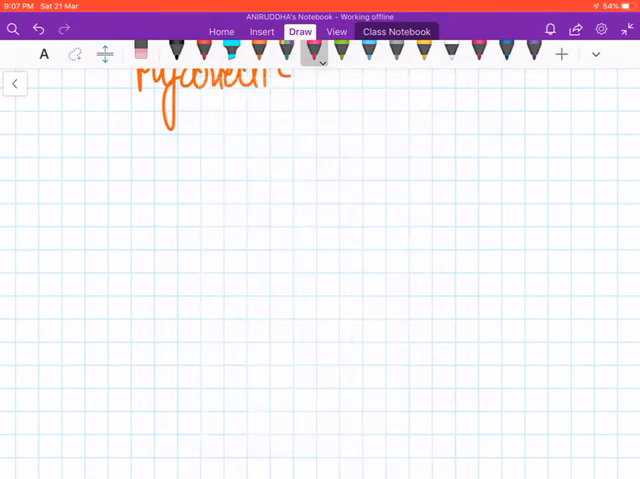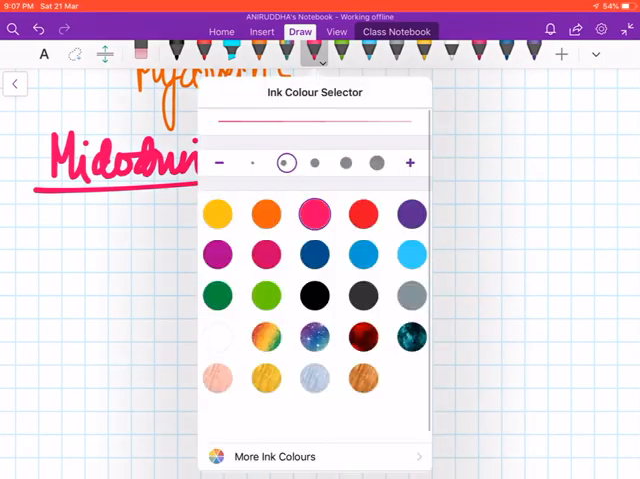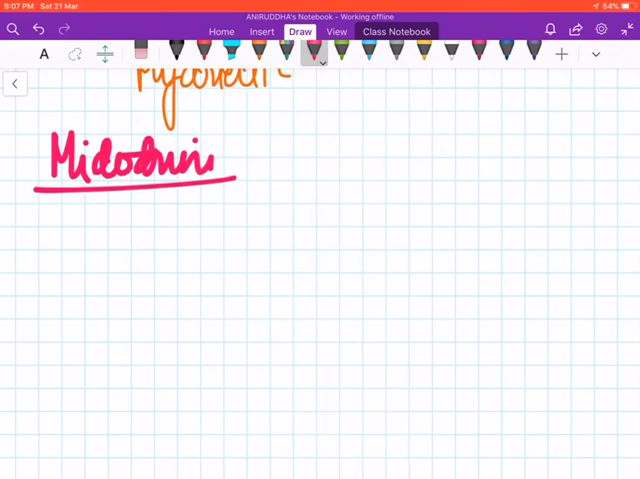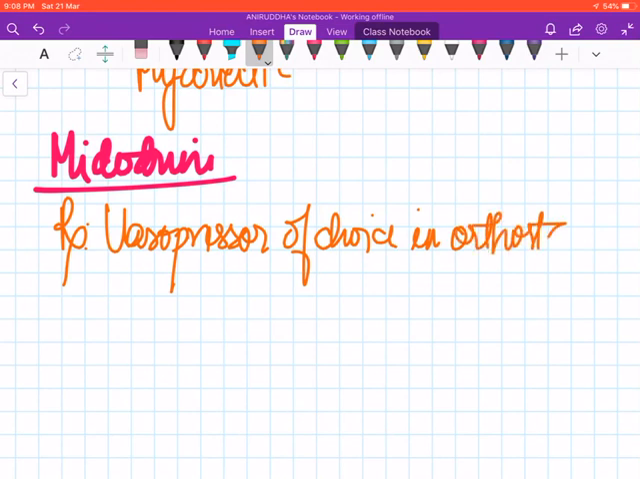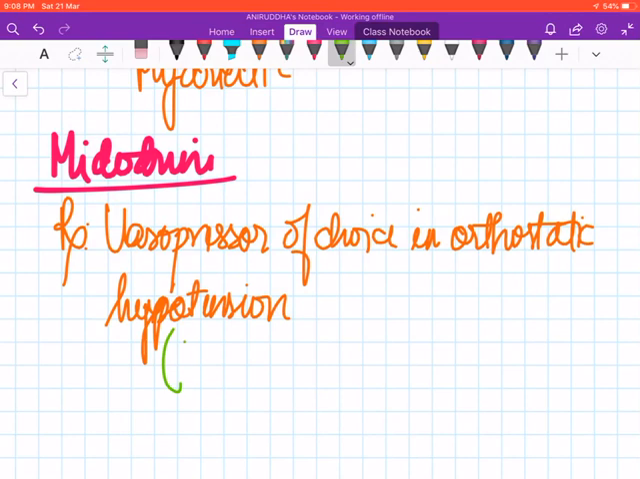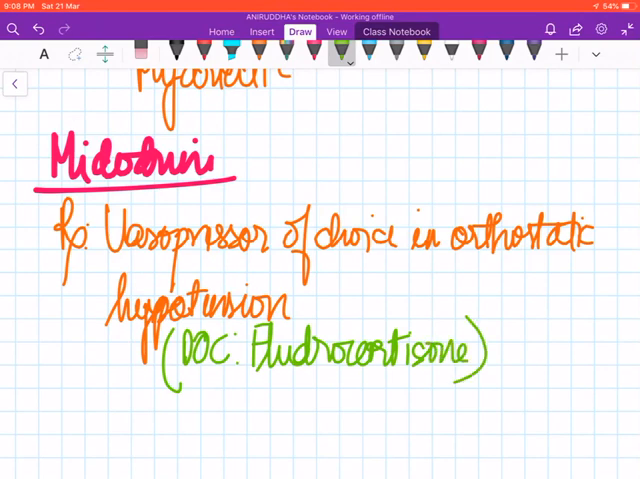Next we move on to midodrine. Now again, for midodrine, we just need to remember the uses. One of the important uses is that it's the vasopressor of choice in orthostatic hypotension. But the drug of choice is fludrocortisone. Now, what is fludrocortisone? We'll be dealing with it in the endocrine portion.